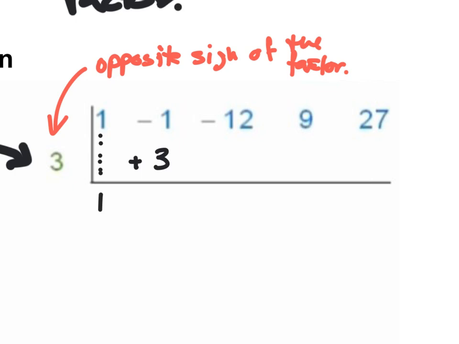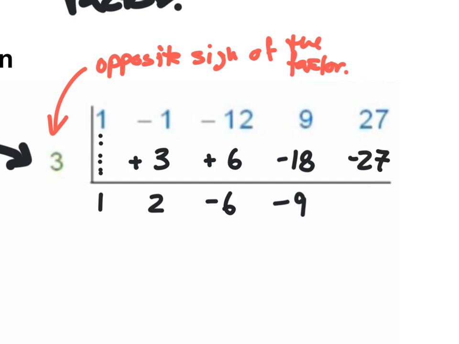So negative 1 plus 3 gives me a positive 2. Then I go back, take 3, multiply it by 2, and that gives me a 6. I put a 6 right here. Then I add: negative 12 plus 6 gives me negative 6. Then I take 3 times negative 6, which gives me negative 18. If I add negative 18 to 9, that gives me negative 9. Then I take 3 times negative 9, which gives me negative 27.